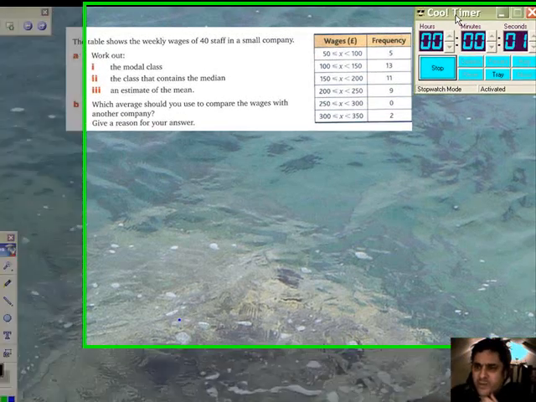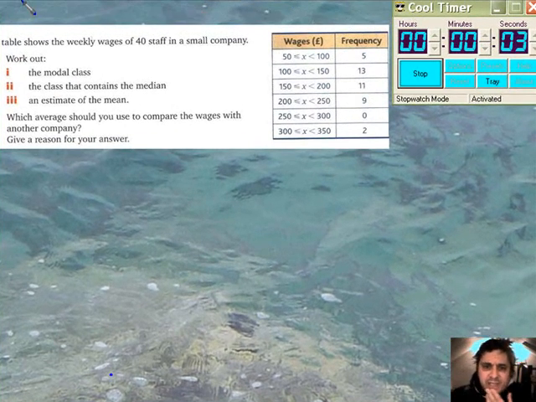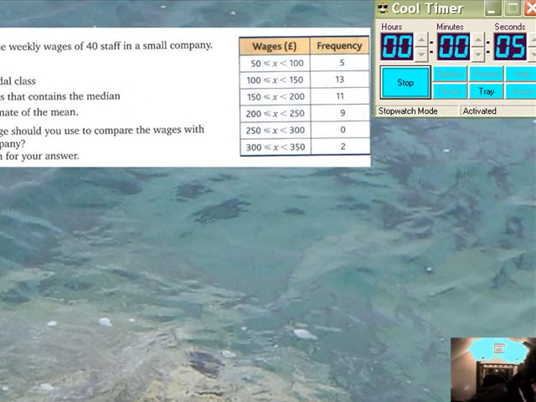Right, carrying on with grouped data. This is the second question I want to do. It's question 2 on page 80, definitely into grade C now.